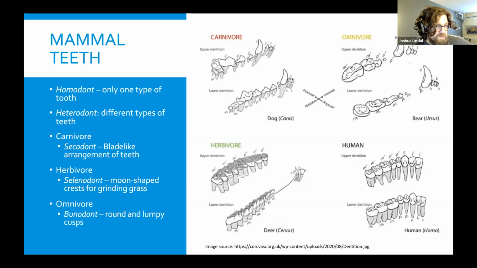And then omnivores, like humans are omnivores. We are not very specialized for one type of food. Dogs are specialized for meat. Cattle and deer are specialized for grass. Omnivores are not specialized. They need to eat a wide variety of things.